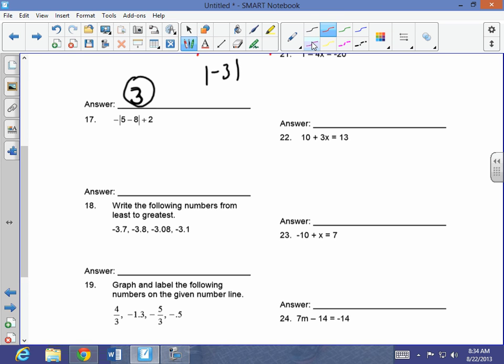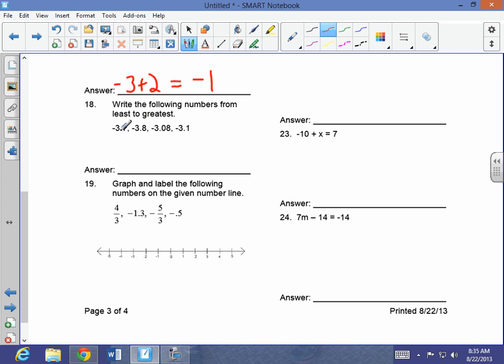Same thing with number 17. 5 minus 8 is negative 3, so I get the opposite of the absolute value of negative 3 plus 2. These two negatives do not make a positive. The absolute value of negative 3 is positive 3, but then I bring down my negative, makes it negative, plus 2 equals negative 1.